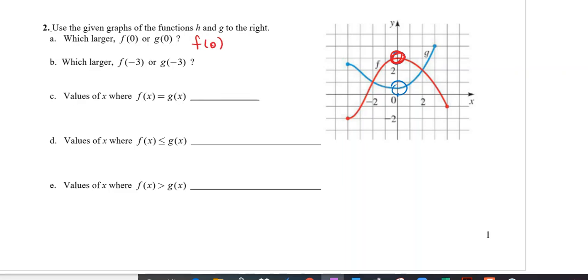What about f of -3 and g of -3? Again, the -3's are in the parentheses. They're the input. -3 is right here. f of -3 on the red graph is down there. g of -3 is up here. So which is higher? The blue one. g of -3 is larger. Again, as you go along the y-axis, the higher you go, the larger the numbers get.